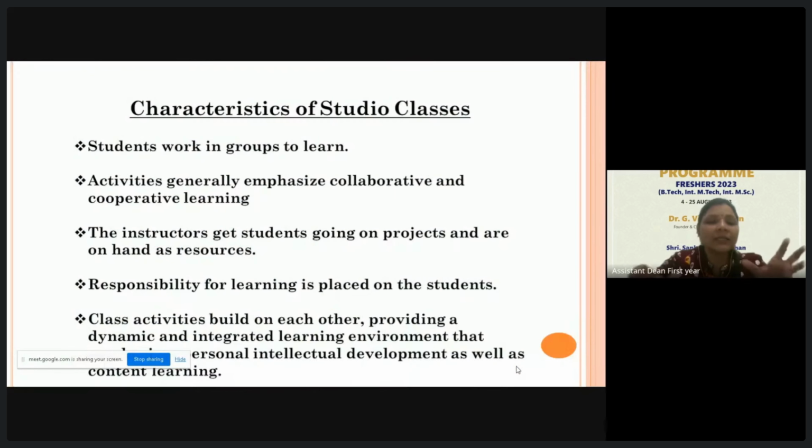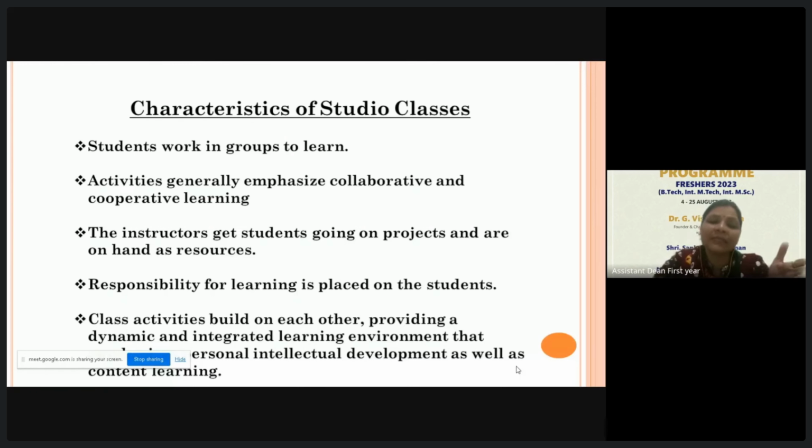And what are the main characteristics of studio classes? What is the main function of studio classes? Why are we using studio classrooms rather than normal classrooms? As I said, it's easy for a student to learn in groups, with their peers. You all know that you enjoy the association with your peer group. And hence it is easier to work in groups in order to learn something new.